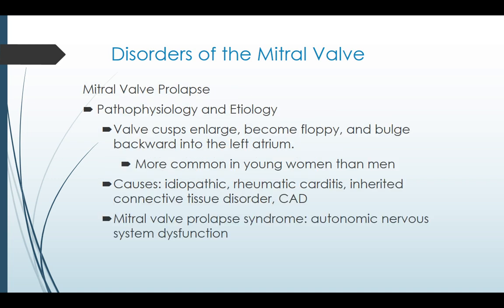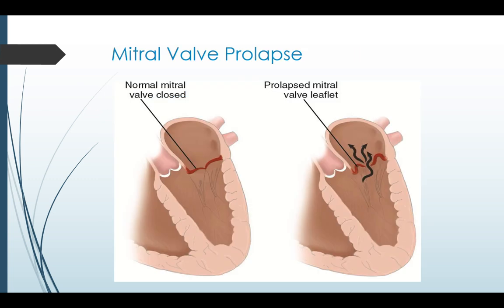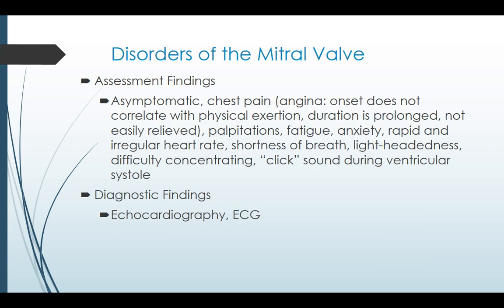Mitral valve prolapse is another disorder of the mitral valve. The valve cusp is enlarged and becomes floppy, bulging backwards into the left atrium. More common in young women than in men. Causes: idiopathic, in other words, they don't know why, rheumatic carditis, inherited connective tissue disorder, and coronary artery disease. That's what CAD stands for. Mitral valve prolapse syndrome: autonomic nervous system dysfunction. So this is what it looks like here, and you can see how the blood just flows as it will.